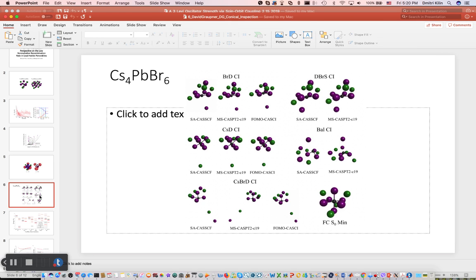Okay. So what are the notations on top? This one they distort two of the bromines. This one they distort several. What is BRD? So the BRD stands for bromine dissociated, cesium dissociated, cesium bromine dissociated, double bromine stretch, and I think they called that one ballooned, where multiple atoms were distorted.